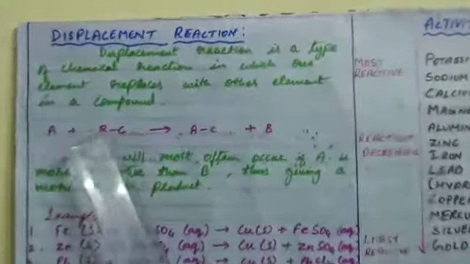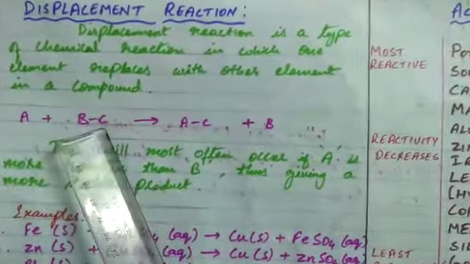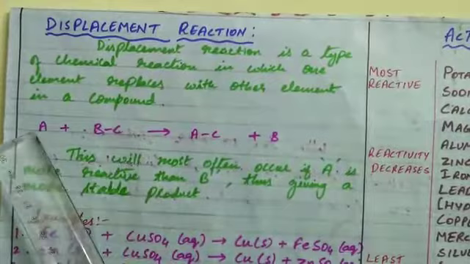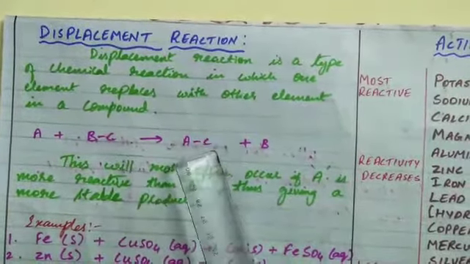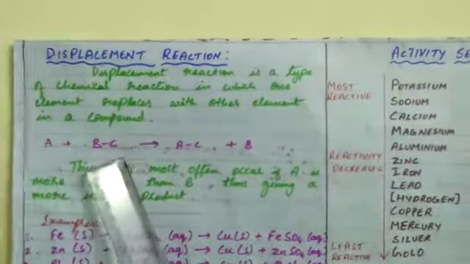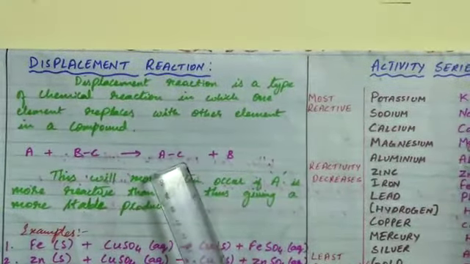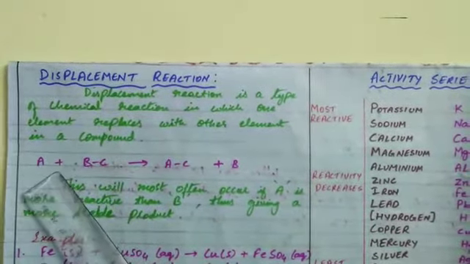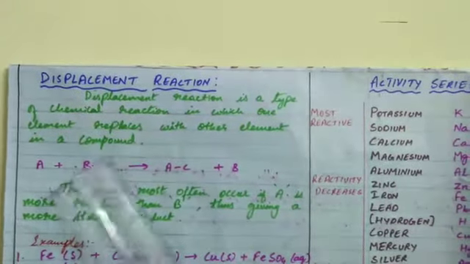We are just assuming some XYZ elements. A is an element. A plus BC: there is a bond between B and C, so this is a compound. When there is a bond between two elements, it is called a compound. Now, A plus BC gives AC plus B. Here the element was A and BC was a compound. In the product side we can observe AC is a compound and B is an element.